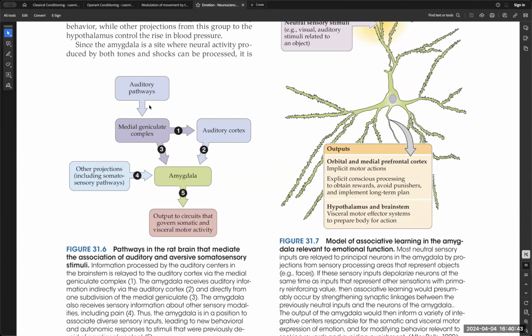So based on that, what would you expect? A tone is going to come through the auditory pathways to which part of the thalamus that processes auditory information?